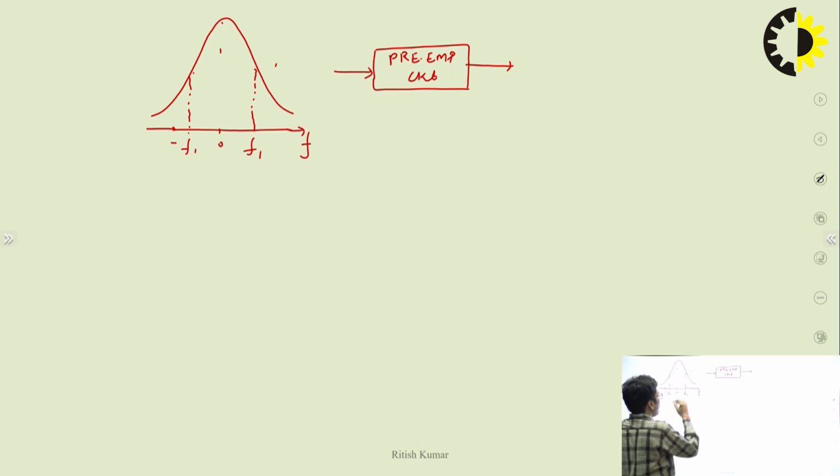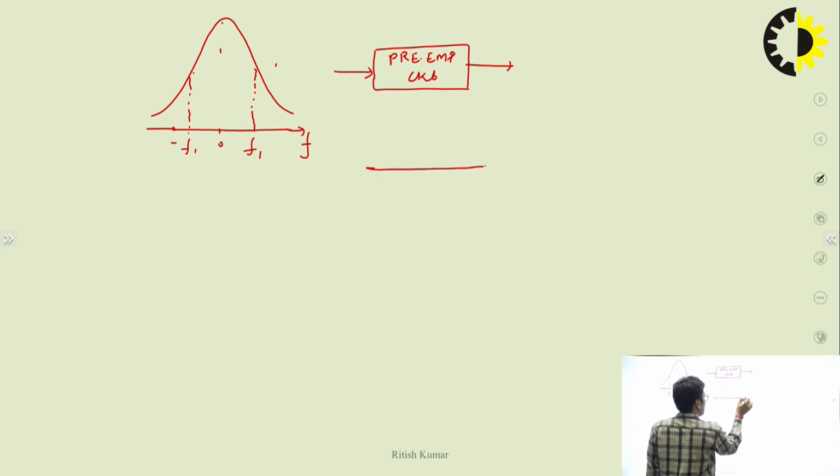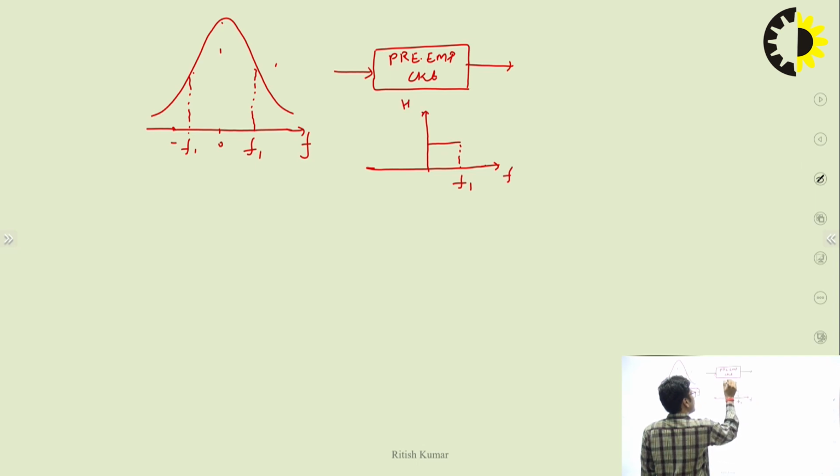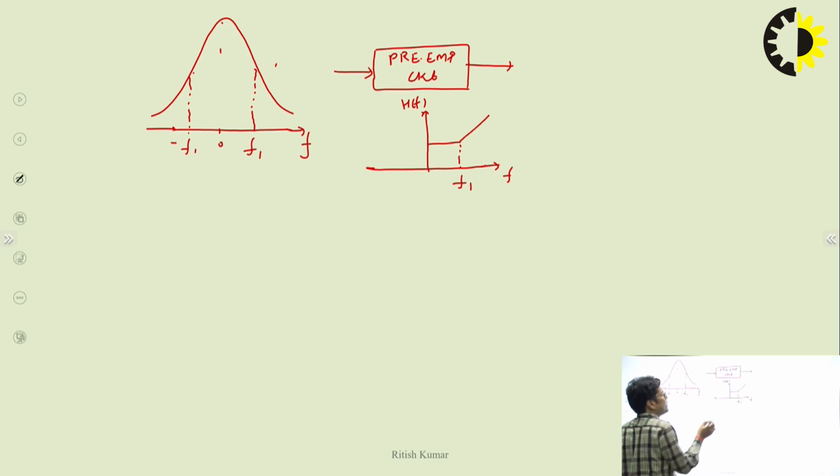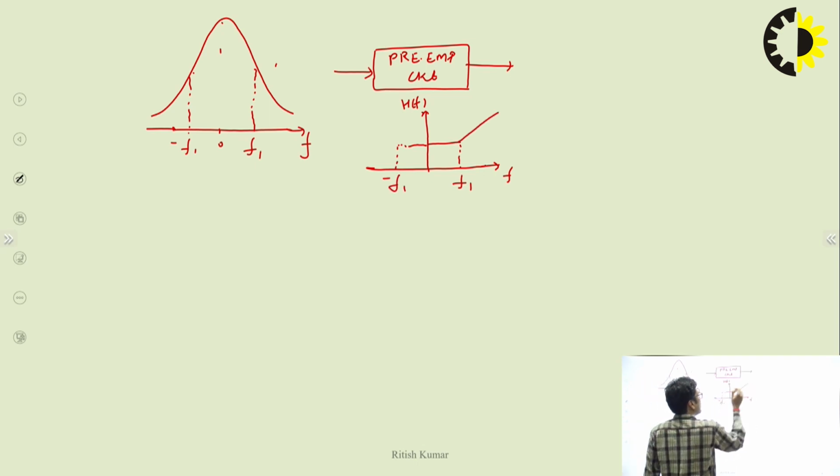So what kind of system has the frequency response so that we have an improvement in the signal strength at frequencies above f1? The response should look like this. Up to f1 it should be constant by nature, Hf we can say, right? Beyond the frequency f1, the system response should go on increasing. Similarly, up to the frequency of minus f1 it is constant, and beyond this frequency it again goes on increasing. So this should be the frequency response of the pre-emphasis circuit.